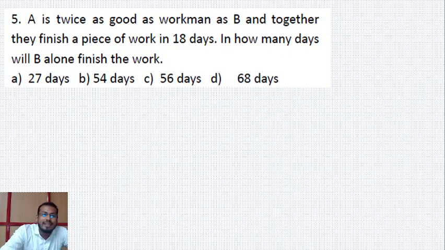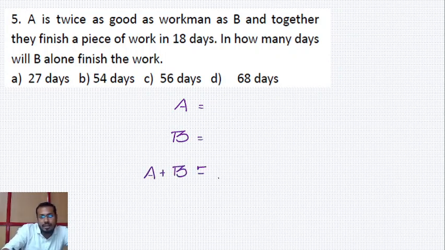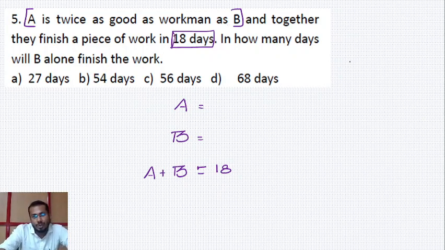Okay, right. Next question. A is twice as good a worker as B, and together they finish a piece of work in 18 days. In how many days will B alone finish the work? Let's take two persons A and B, right? One more thing is given: A and B together can finish the work in 18 days. So days is given, that is 18. And one more thing is given here: A is twice as good as B. So what does it mean? There is a ratio. A and B's ratio was given.